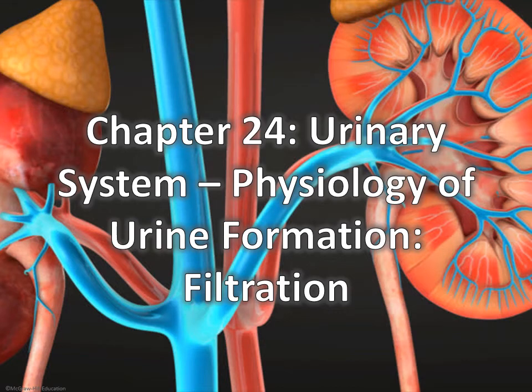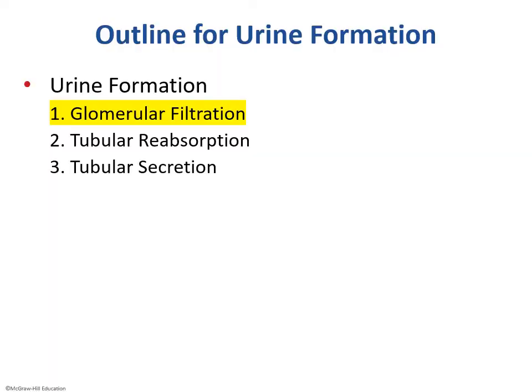This lecture video will cover Chapter 24, the urinary system material, specifically the physiology of urine formation and filtration. The outline for urine formation has 3 different steps that we'll discuss. It starts with glomerular filtration, which is highlighted. This is all that will be covered in this video, and then tubular secretion and reabsorption will be in the next video.